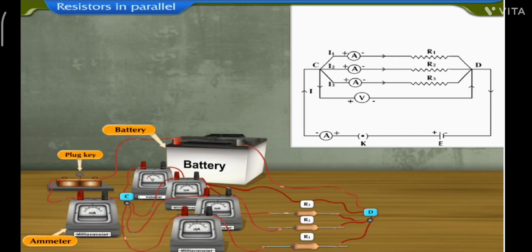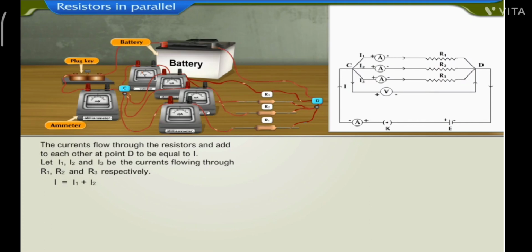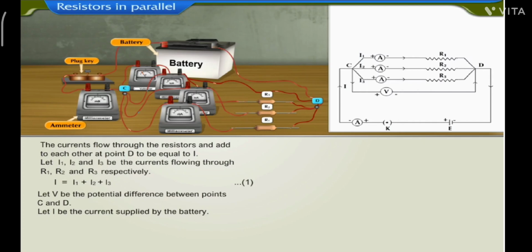Let us connect ammeters to measure currents through R1, R2 and R3. The currents flow through the resistors and add to each other at point D to be equal to I. Let I1, I2 and I3 be the currents flowing through R1, R2 and R3 respectively. Therefore, we have I is equal to I1 plus I2 plus I3, equation 1. Let V be the potential difference between points C and D. Let I be the current supplied by the battery.